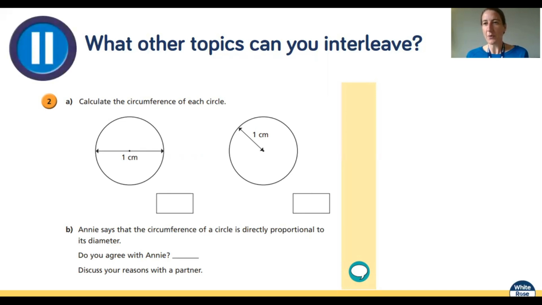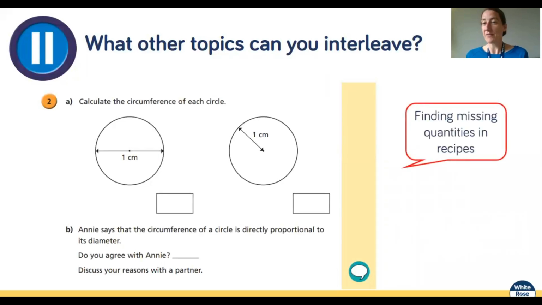So again, you might want to pause the video here and think about what you would want to interleave for your class. I was thinking perhaps finding missing quantities in recipes, and maybe pie charts as well.